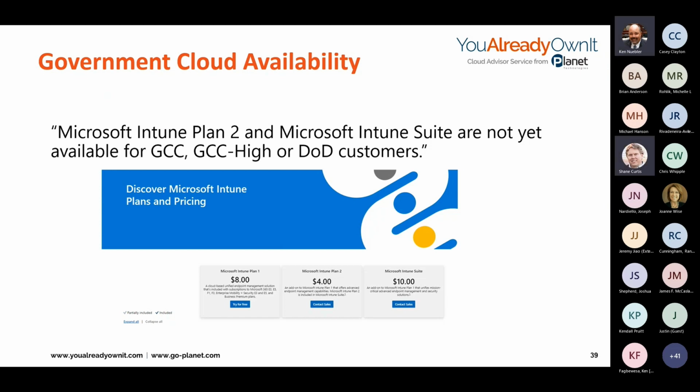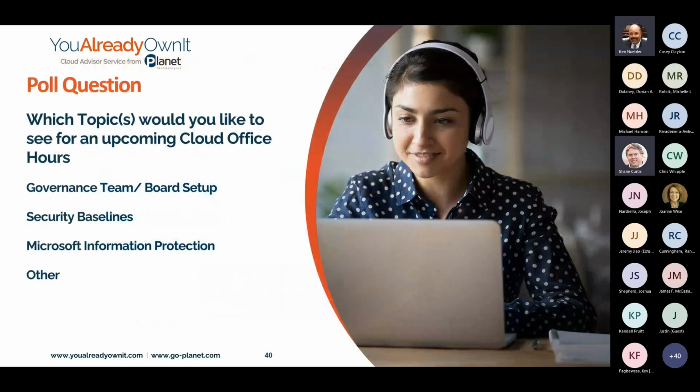All right, so we're pretty much done with the program today. Thank you for staying with us this long. We'd love to know, Casey, if you can push this last poll for us about the future upcoming topics. Governance, which is part of the 5 disciplines we talked about for governance a month ago; security baselines, another one of the 5 disciplines; Microsoft Information Protection; or other. If you have something else, feel free to write it in. We'd love to know what you'd like to hear us talk about moving forward.